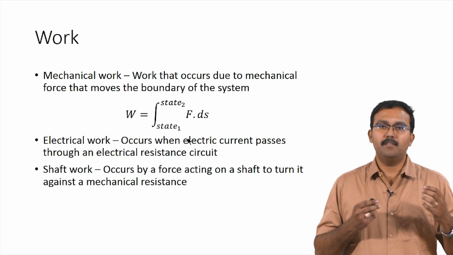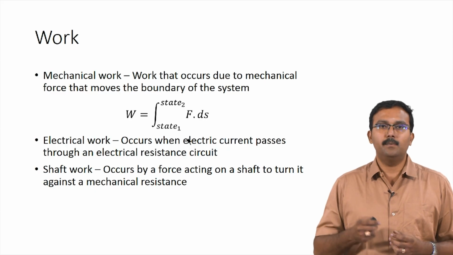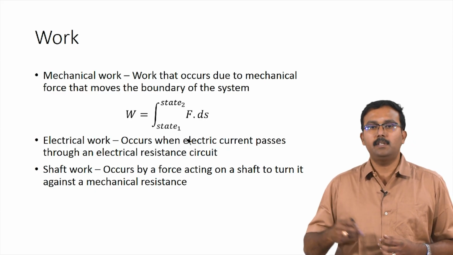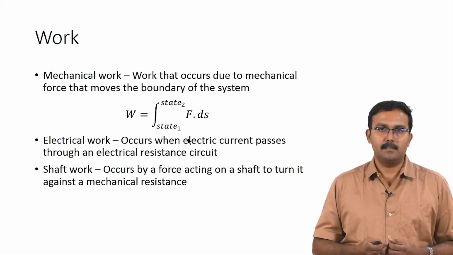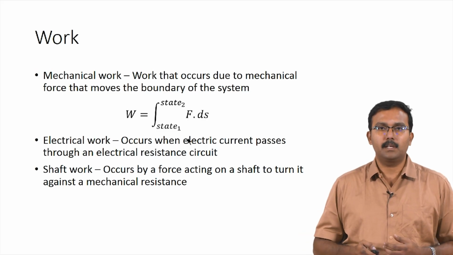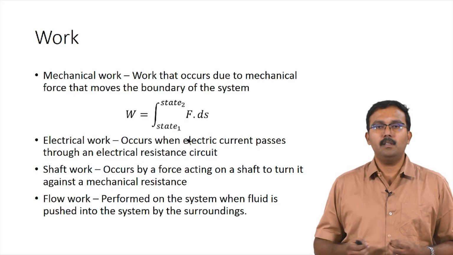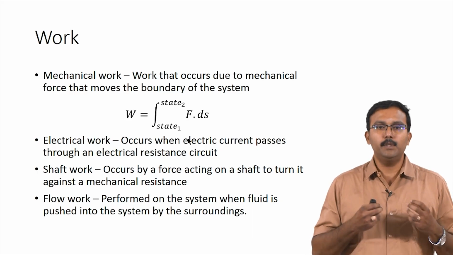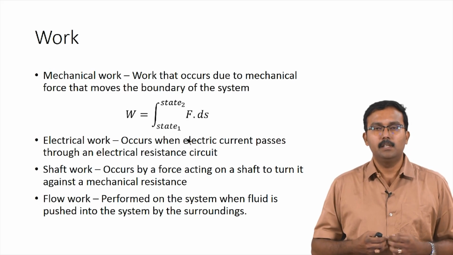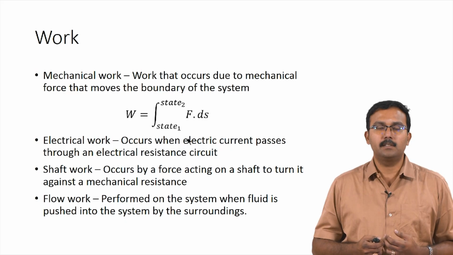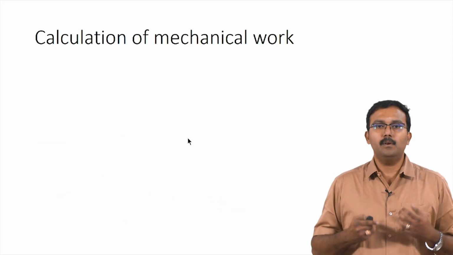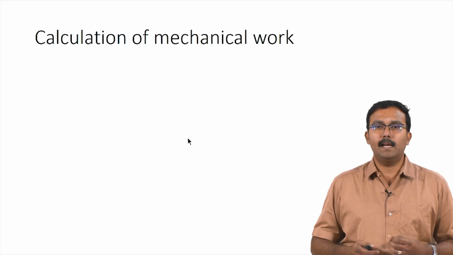We can also have shaft work, which occurs when a force is acting on a shaft to turn it against a mechanical resistance. So, this would be the shaft work. You also have flow work, which is the work performed on the system when a fluid is pushed into the system by the surroundings. So, this is called the flow work. So, these are the 4 different types of work, and let us now look at how we calculate mechanical work.